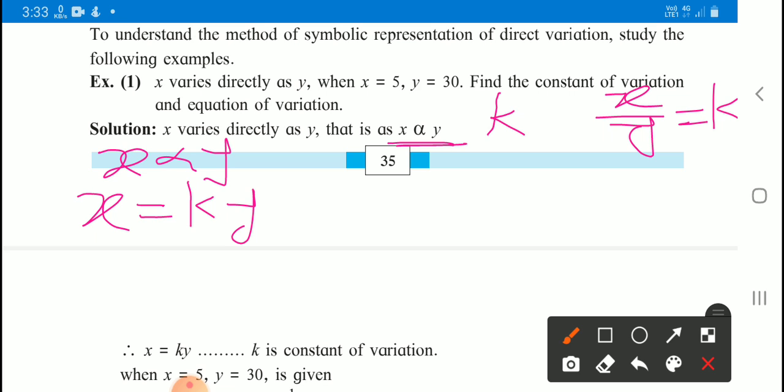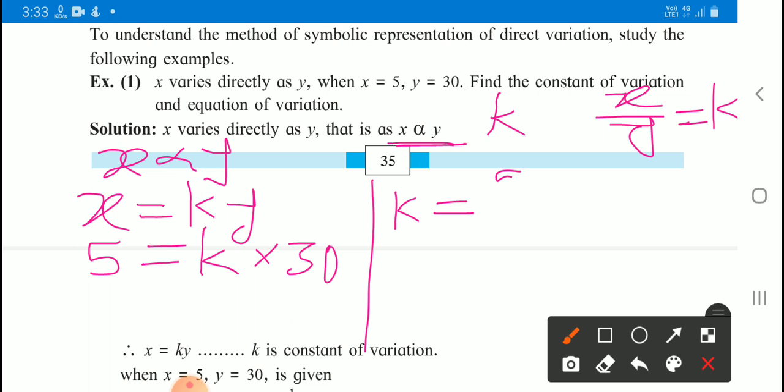So what is the value of x here? They have given the value of x as 5. Then k we have to write as it is, multiplied by y's value, which is 30. Now here we want to find the value of k. So this 30 will shift to this side, meaning it will become 5 upon 30. Therefore, k is equal to 1 upon 6, since 5 ones are 5, 5 sixes are 30. This is the constant of variation.